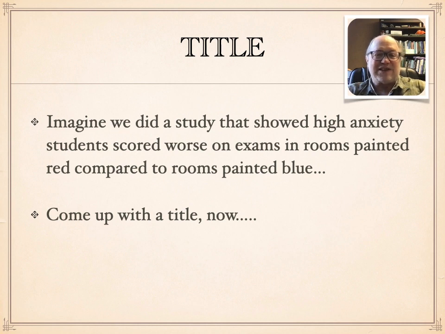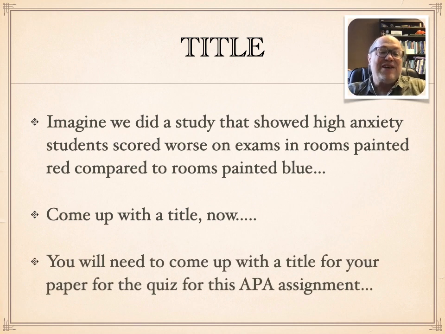So we would say something maybe like, since you've had plenty of time to think of one, something like high anxiety students exam scores depends on room color. Something like that. Connected to room's color. I don't know. You need to come up with a title for your paper for the quiz for this APA assignment. I say that, I'm pretty sure I've removed that question though. I don't think that's there now.